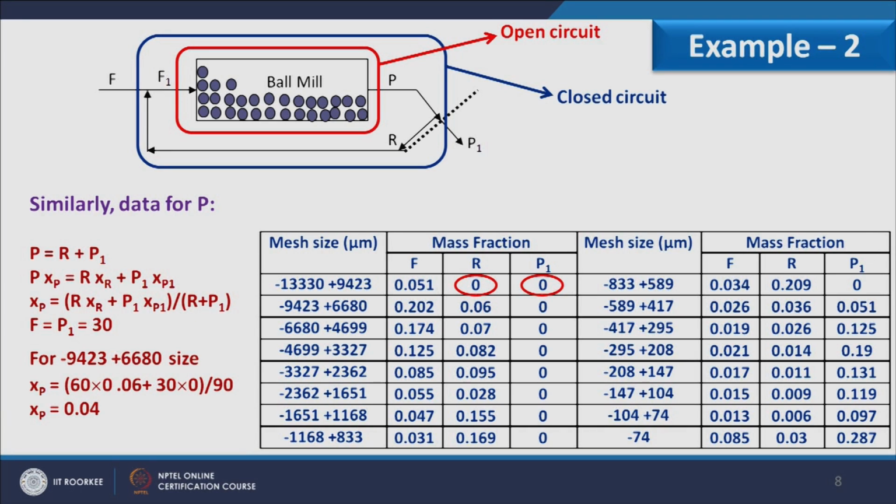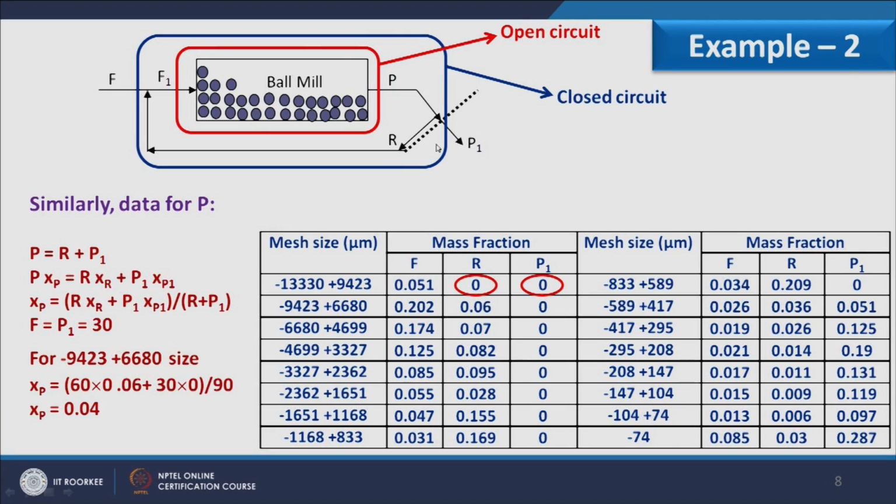Now, how can we calculate the P1 value? Because R I know as 60 tons per hour, but how can I calculate P1? If you consider this closed circuit, what is the inlet to this is F and what is the outlet of this is P1. So, if we make the balance over this envelope, then F would be equal to P1. As in the problem, F is given as 30 tons per hour, so the same value we can use for P1. So, F is equal to P1 at 30 tons per hour.